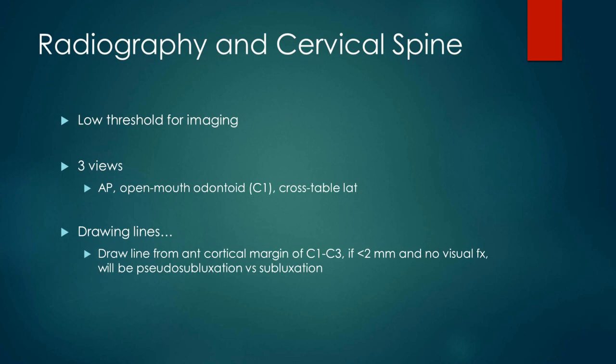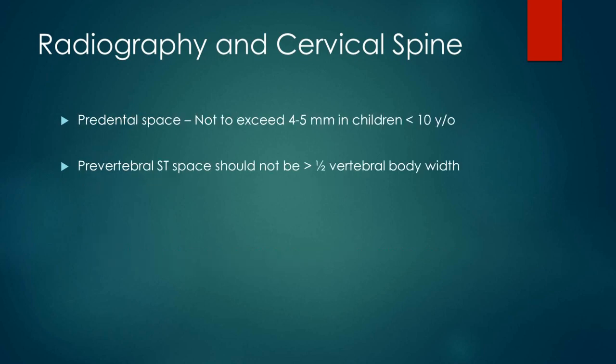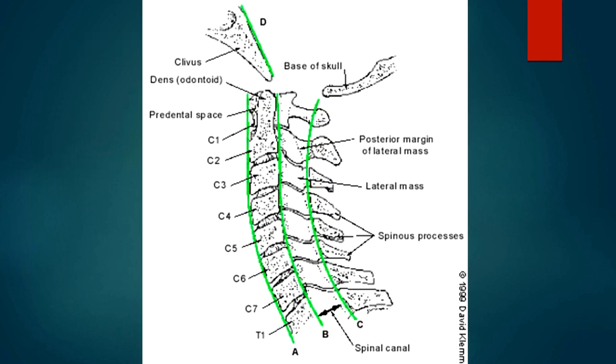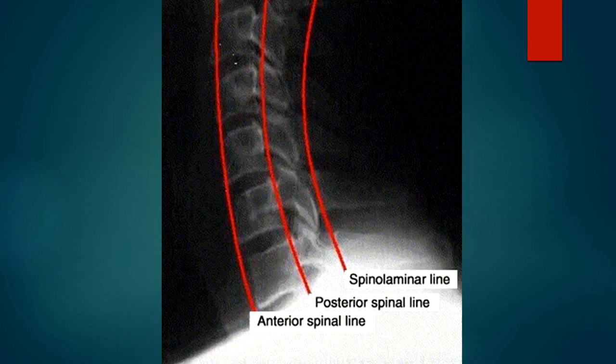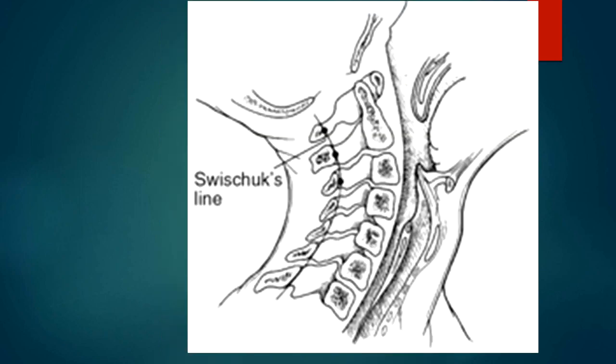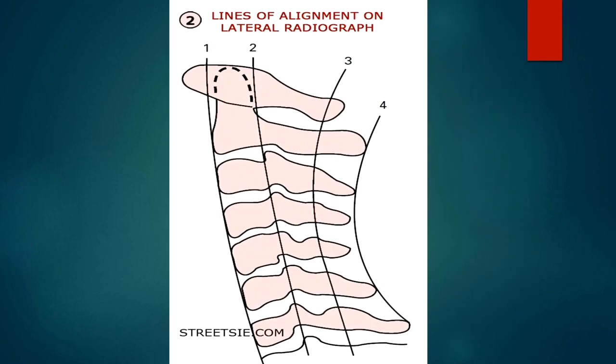You draw your lines along the cortical margins, making sure that they don't have any subluxation or pseudo-subluxation or concerning findings. So there's that predental space and the prevertebral space. Again, here are the lines that you should be able to draw: the anterior, posterior, and spinal laminar lines. Here's Swischuk's line. That's important in imaging studies, but not necessarily something you need to memorize or even really consider too much, because a lot of times you're just going to be getting a CT of the neck. So, one more time, lines of alignment on lateral radiographs, just so you have a general idea of what you should be looking for.